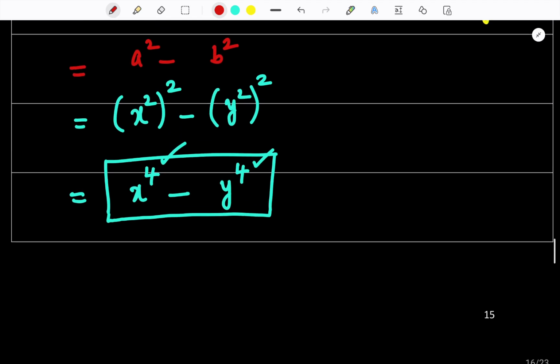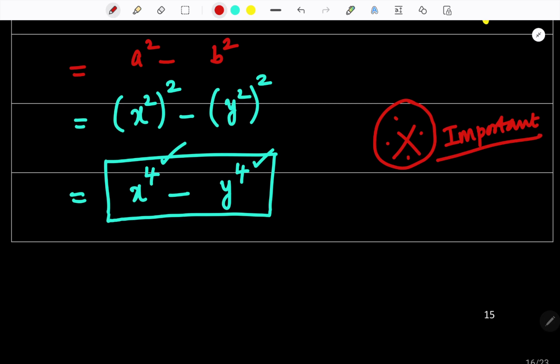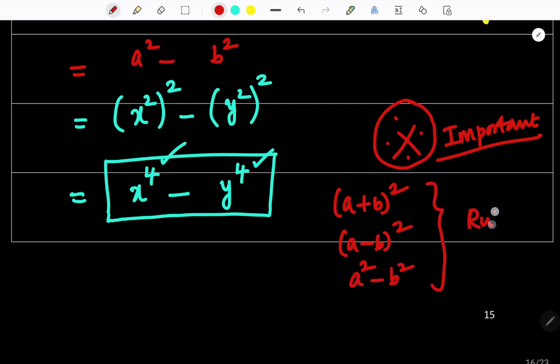So I did special products. I think 2, 3, 4 questions I did. All these 4 questions keep in your mind. It's very, very important. Especially you study a plus b whole square, a minus b whole square and a square minus b square. These 3 rules are very, very important and you can expect 1 question from this part in every examination. Okay?